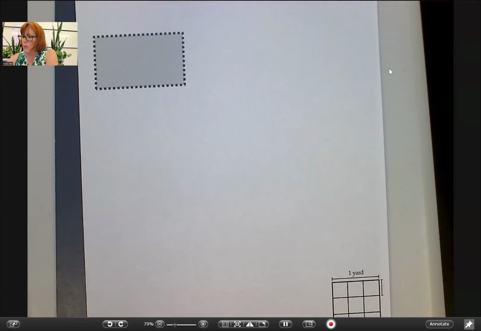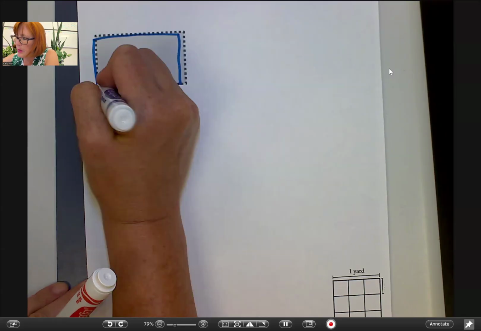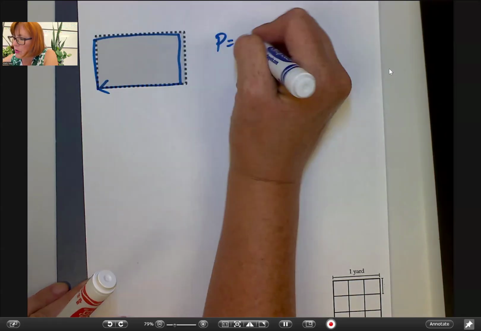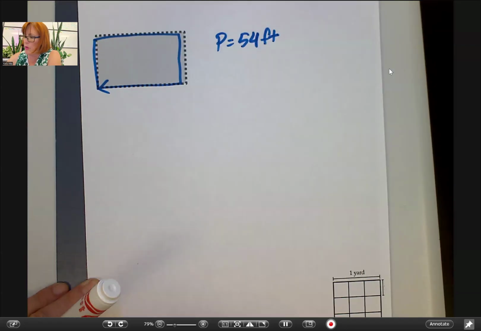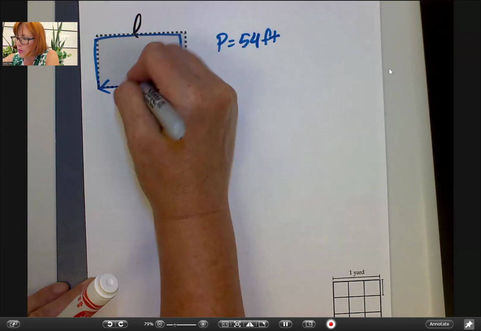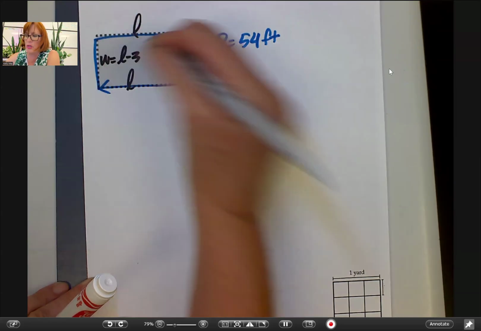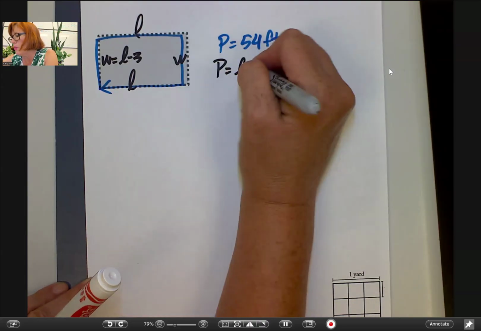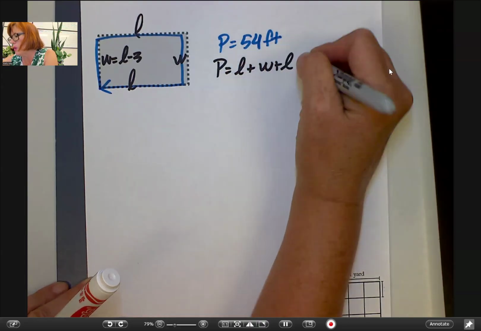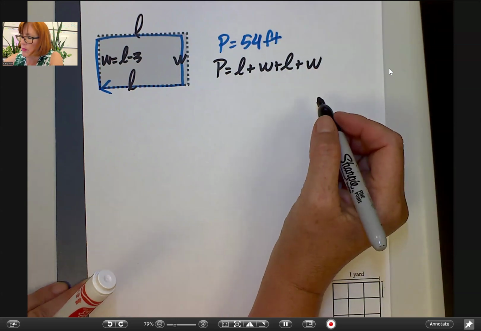Let's just remember our perimeter is 54 feet. What do we know about the perimeter? The width is the length minus 3 feet. We know perimeter is length plus width plus length plus width. Ready? Circle, plug, chug.